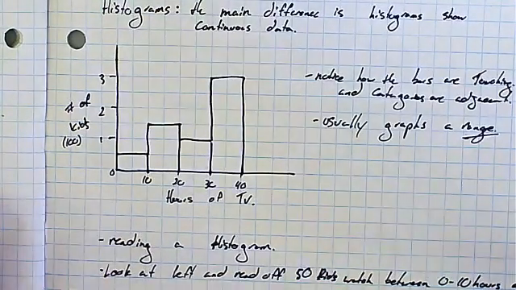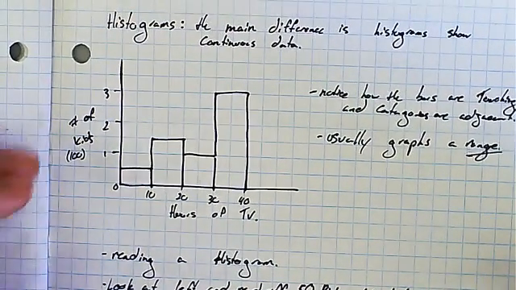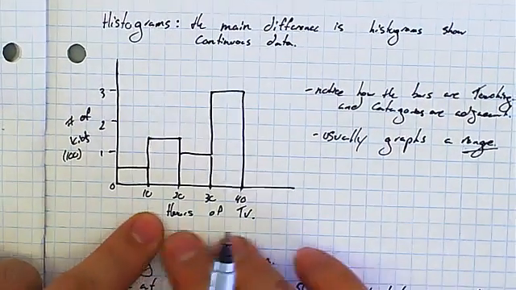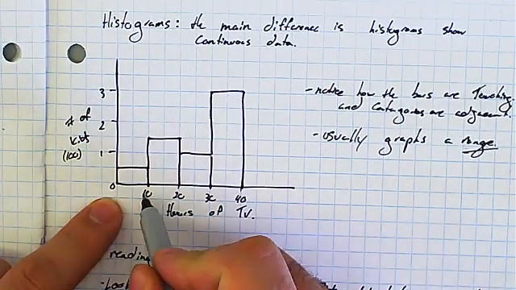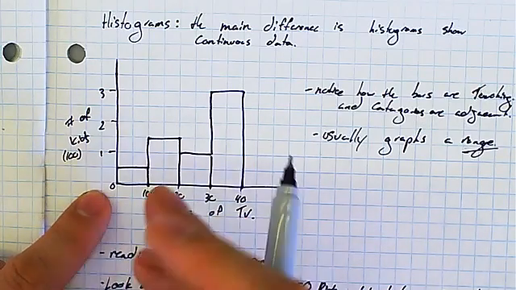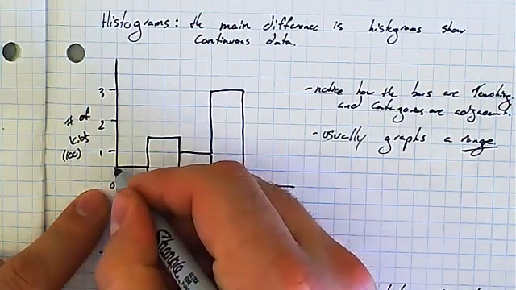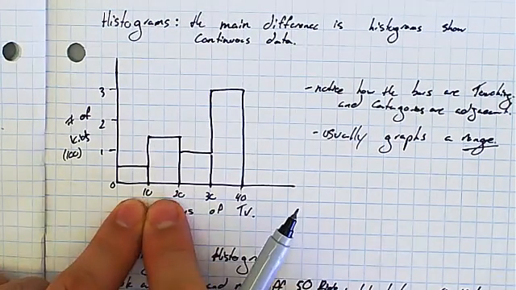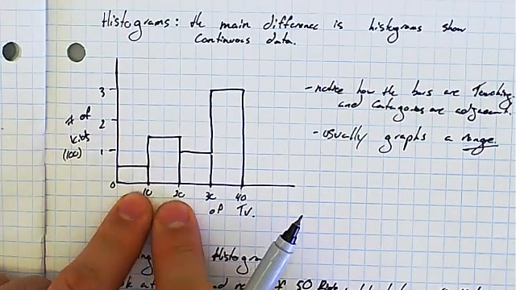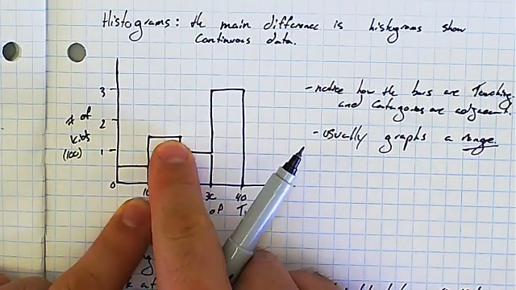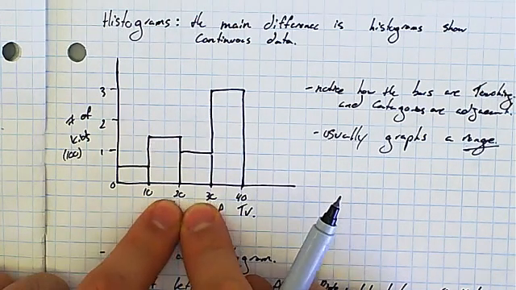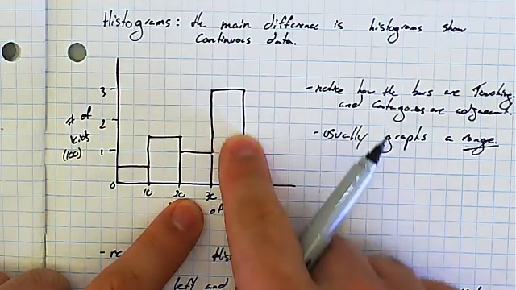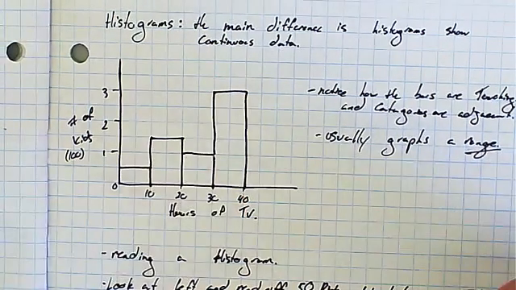So for this situation, knowing how to read them is key. We have the number of kids by hundreds on our left-hand side, and the hours of TV along the bottom. You notice how it goes from 0 to 10. Between 0 and 10 hours there is half of 100, so about 50 kids. Between 10 and 20 hours, it's not an exact number, but we know there's about 150 kids. Between 20 to 30 hours a week, we have 100 kids. And between 30 to 40, we have 300 kids.